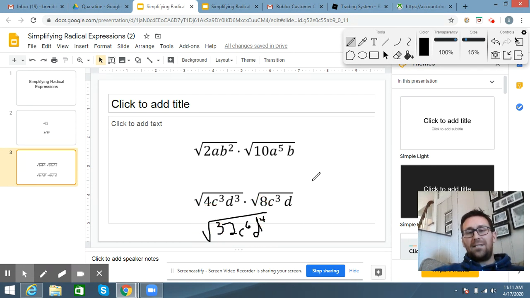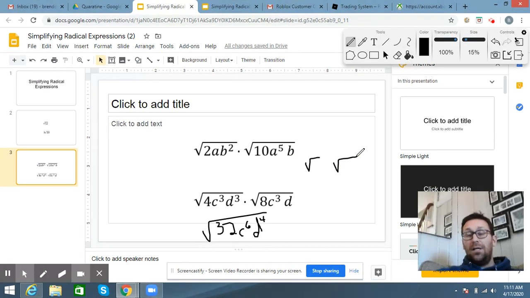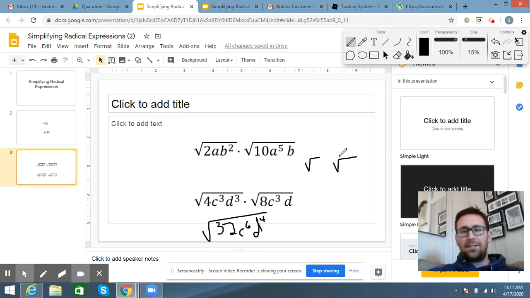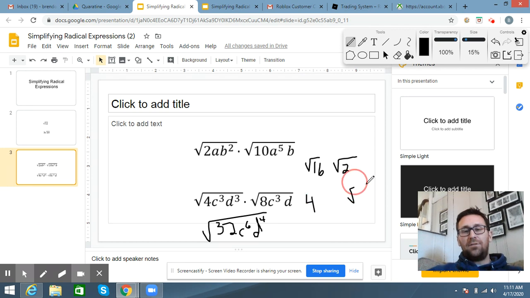You cannot take the square root of 32, so we've got to figure out what times itself is 32. Now you could divide 32 by 4. 4 is a perfect square, but you want to find the biggest one. The biggest one is 16. 16 times 2 is 32. So the square root of 16 is 4. That's outside. The 2 stays inside. Square root of c to the 6th is c to the 3rd. And the square root of d to the 4th is d squared.